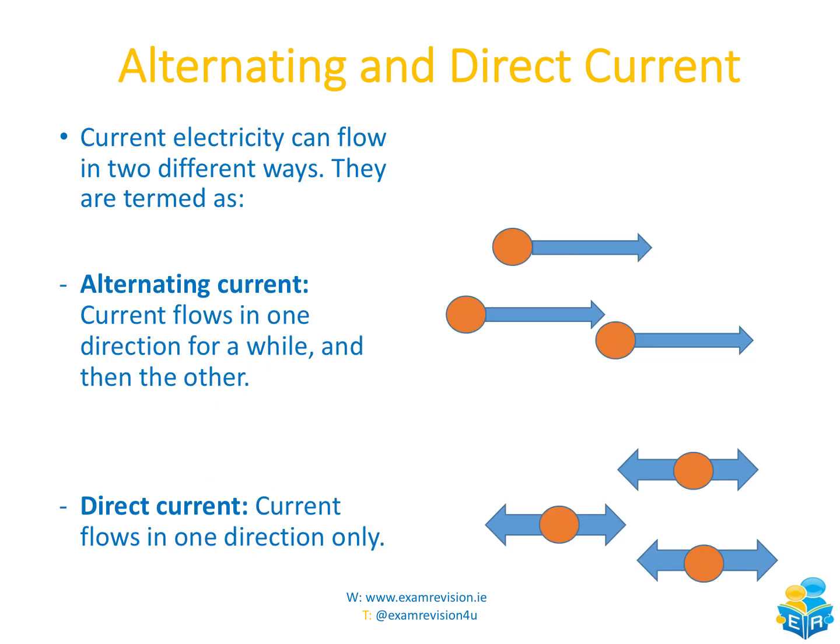Now, we've already mentioned this already, but just to recap, current electricity can flow in two different ways, and they're termed as alternating current, also known as AC, which means that the current can flow in one direction for a while and then can go back the other direction, and that's this diagram down here. Whereas direct current, also known as DC, can flow in one direction only.